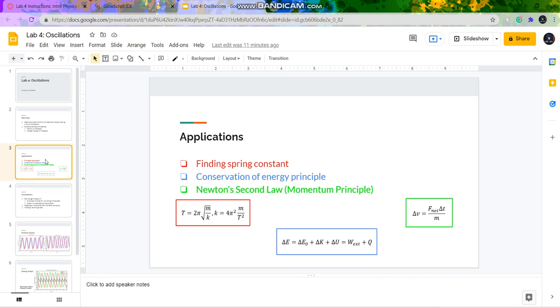There's three main applications that this lab will draw upon. The first is the equation that relates the period of our oscillation T to our spring constant k. You can see that equation in the red box below. The second is our conservation of energy principle, which tells us that the total change in energy is equal to the sum of the change in rest energy, kinetic energy, and potential energies, which is also equal to the sum of external work and change in heat. The third is Newton's second law of motion, which is what we will use to take our net force and use that to update our velocity and our position.